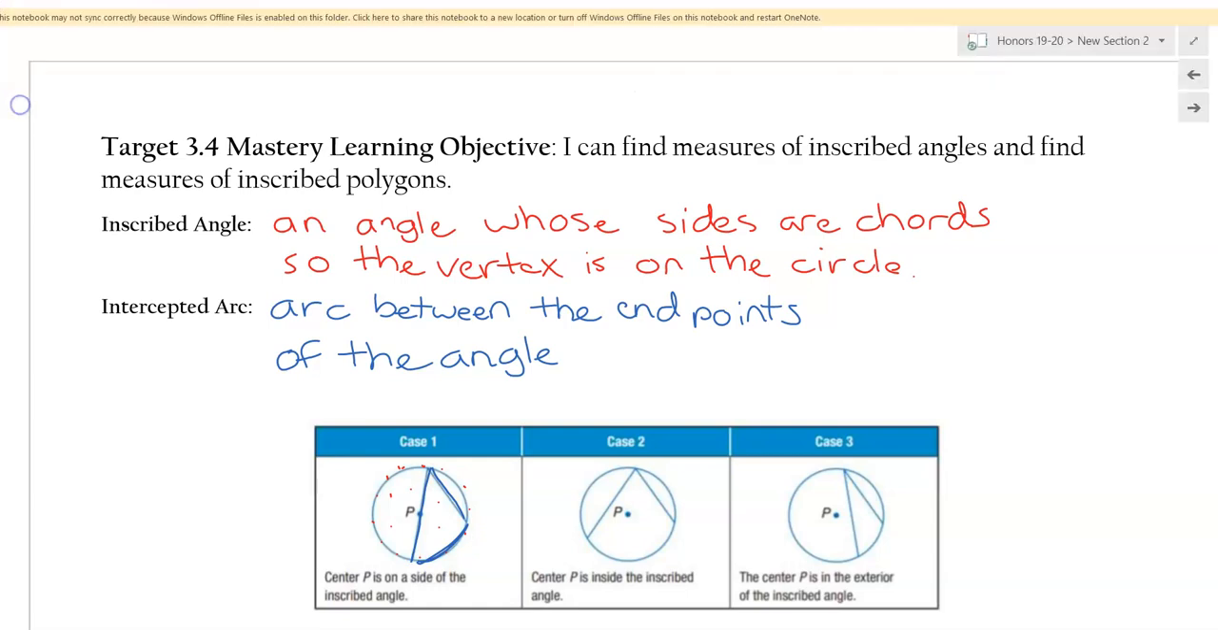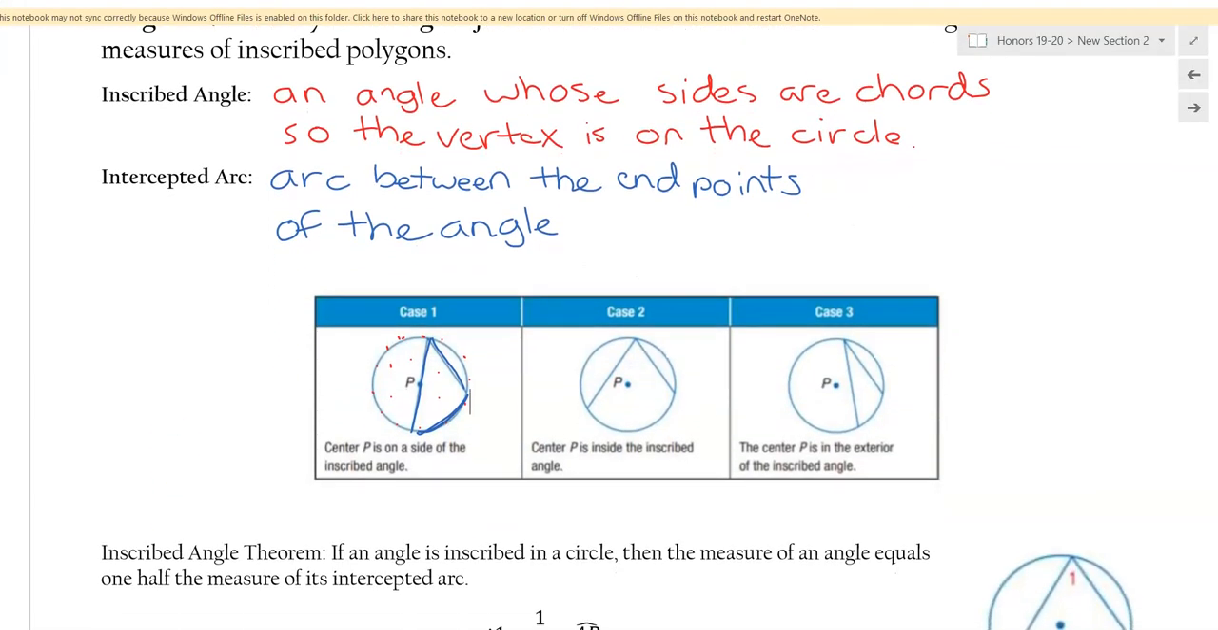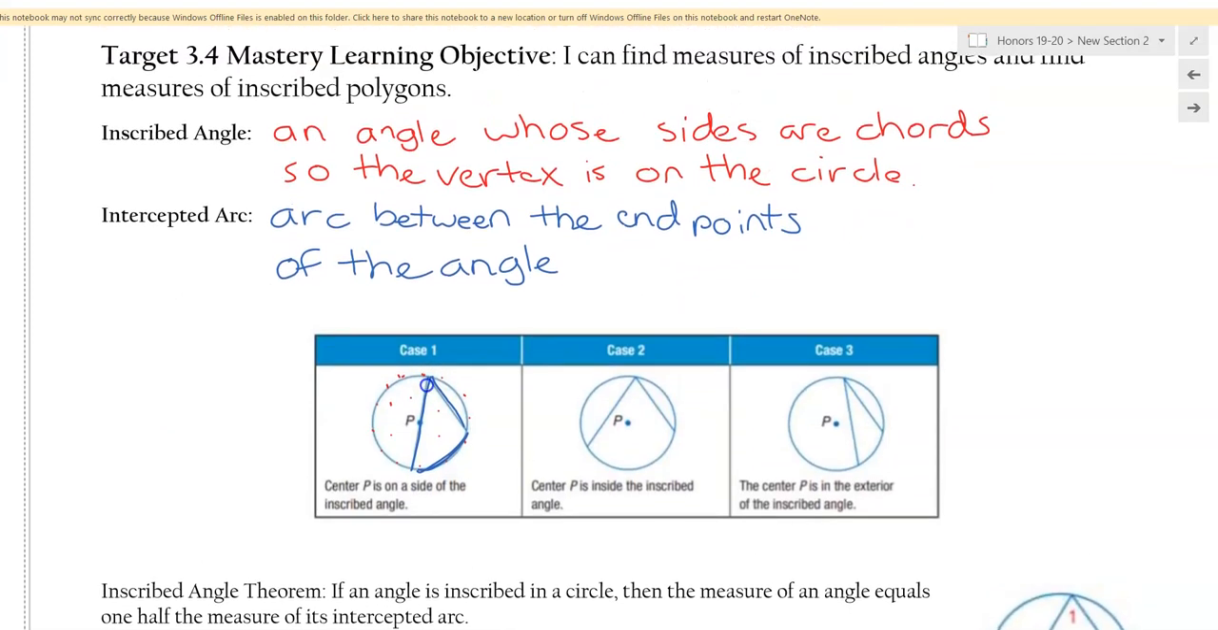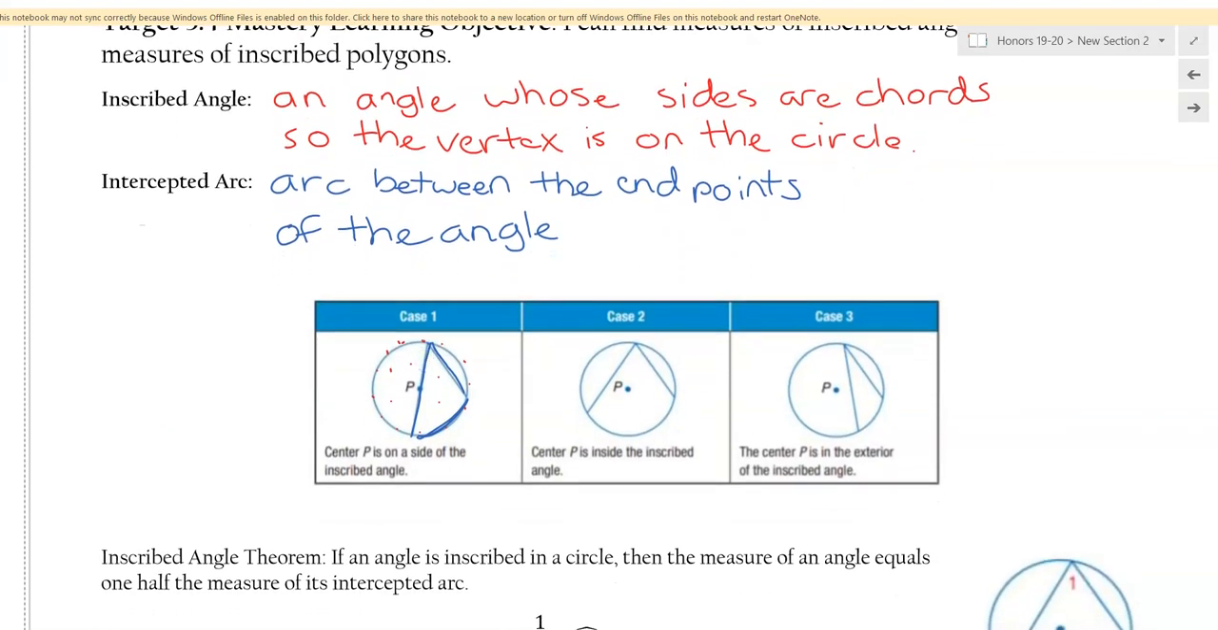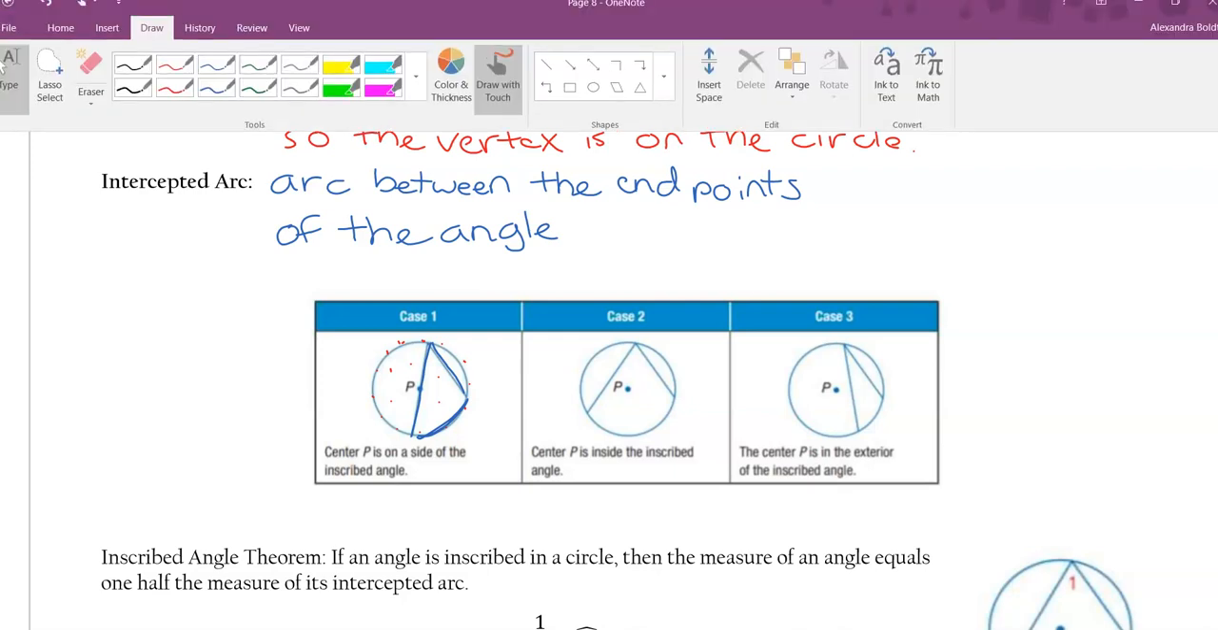All three of these pictures are of an inscribed angle. It just shows you that the diameter is a chord, so it could be part of your inscribed angle. That center point could be between the two chords, or they both could be to one side of the center. So just make sure we recognize that all of these are inscribed angles.